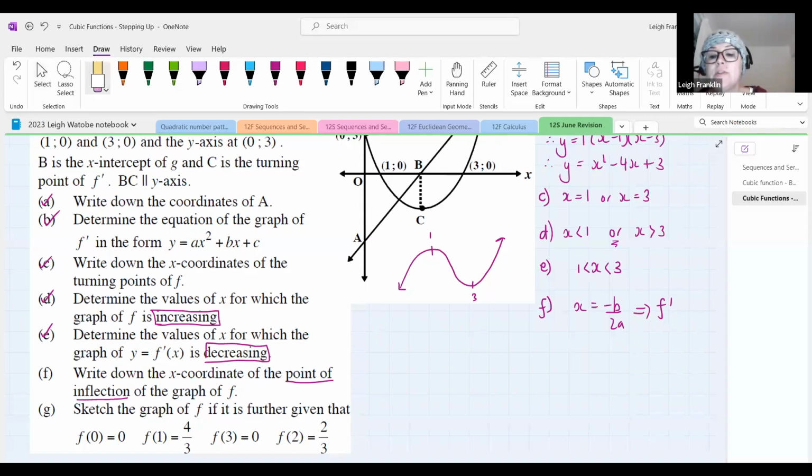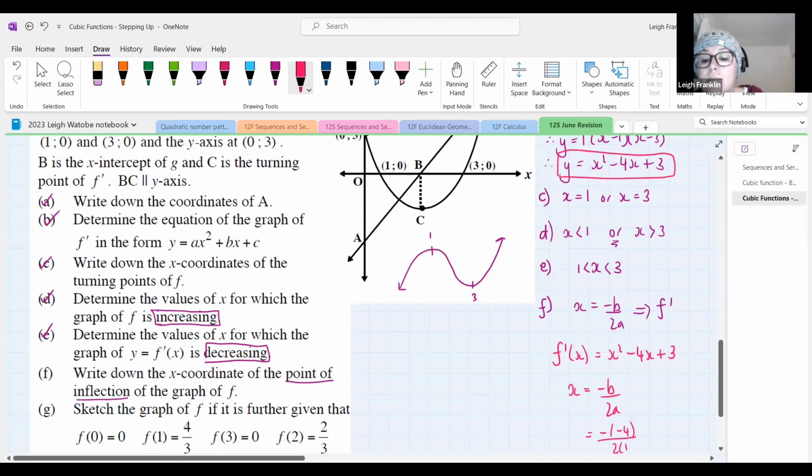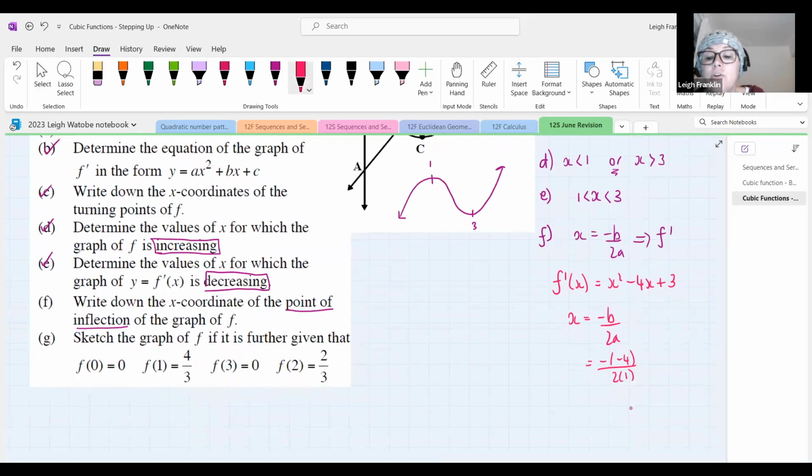Let's do it this way first. Your graph of the first derivative, remember it's this one over here. There's your first derivative. Your first derivative was x squared minus 4x plus 3. So if you do x equals negative b over 2a, you would end up with negative 4 over 2 times 1. Can you see, look there, you would end up with positive 4 over 2, which would give you 2. So that's one way of being able to do it.